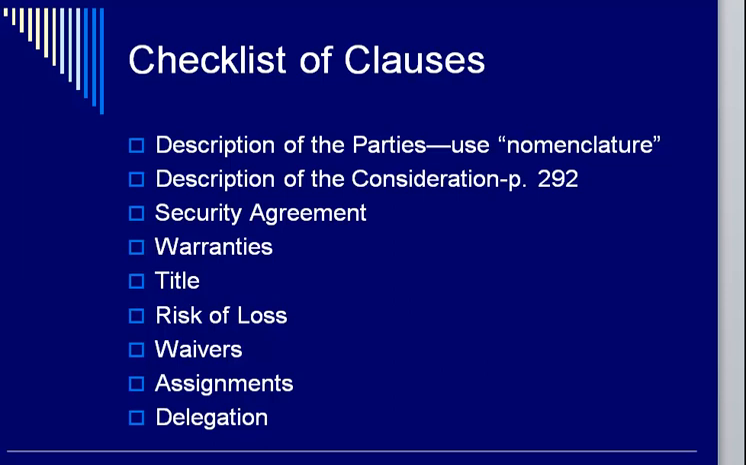Description of the consideration on page 292. The idea behind this is if you list the consideration that's being exchanged, you give a basis for somebody to challenge the contract if that consideration is not provided. Description of the consideration gives you an understanding of what is expected that the parties will exchange, and that can be grounds for suit if those are not exchanged properly.